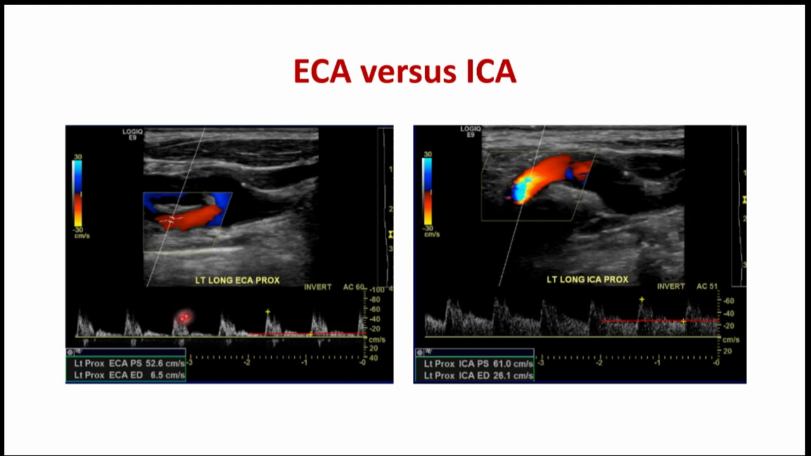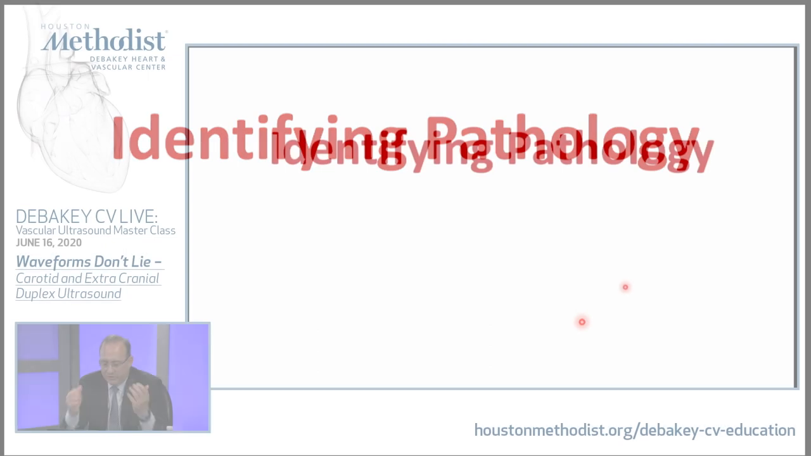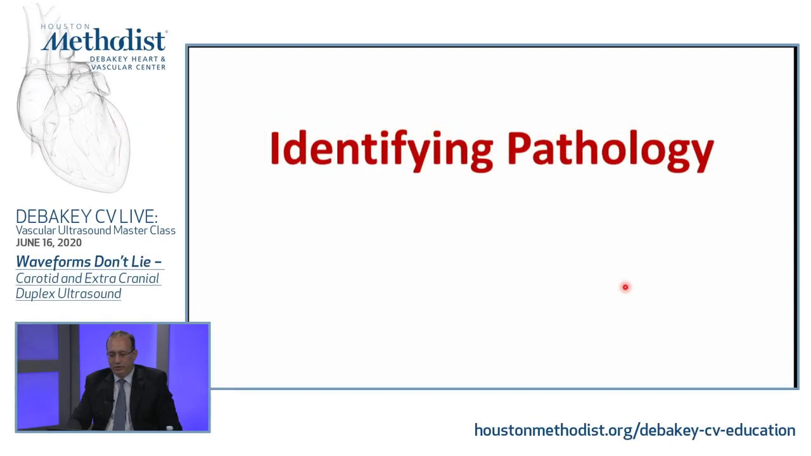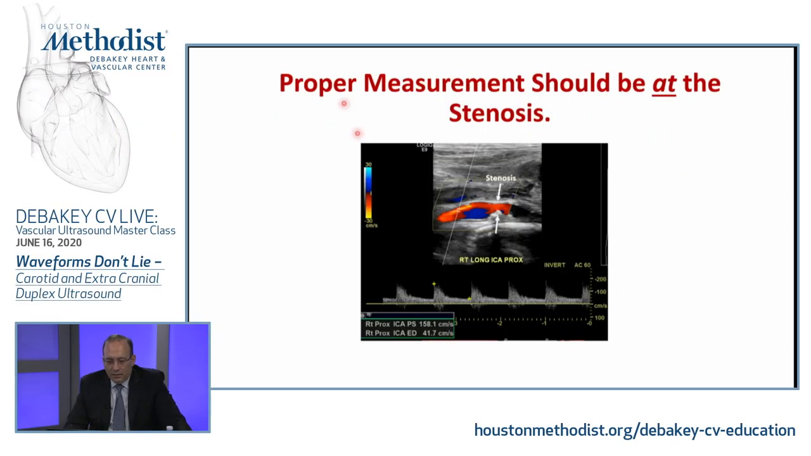Here's some more examples. Again, look at that baseline. The baseline, same patient, external carotid, diastolic component is low compared to the much higher diastolic component with spectral broadening and low resistance waveform in the internal carotid. So now we understand low and high resistance. Now let's start looking at some pathology, okay? So let's take a look.